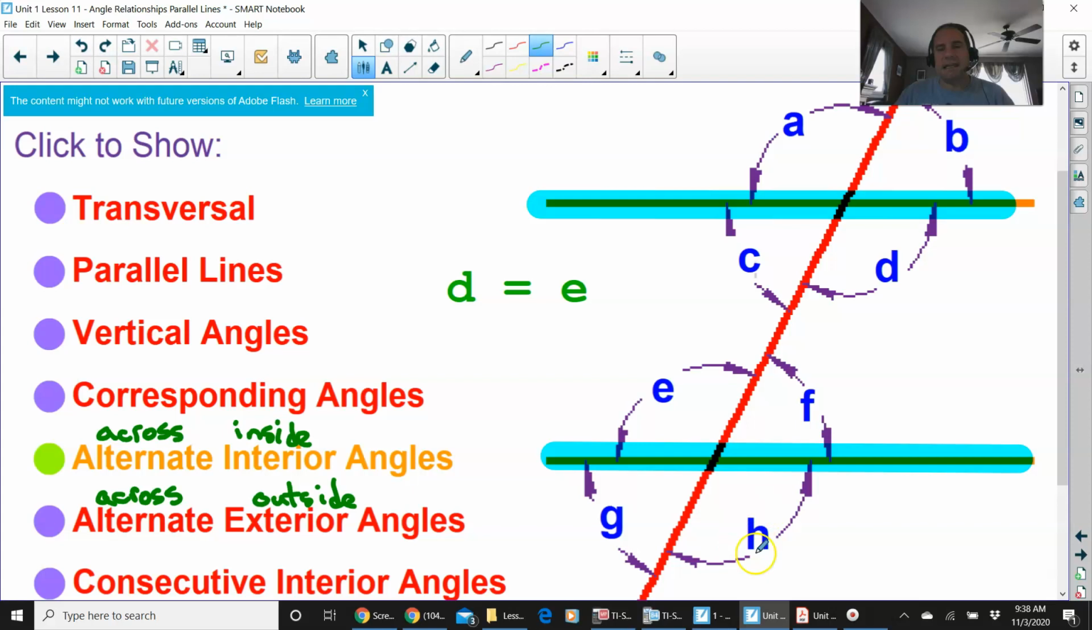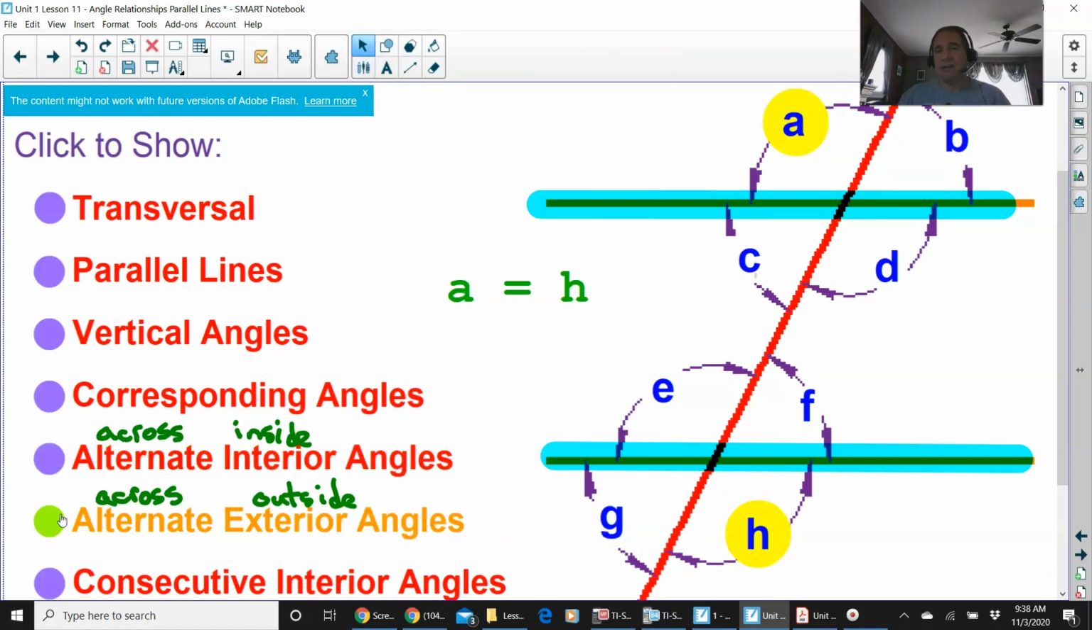So A and H are outside and across from each other. B and G are outside and across from each other. So I'm going to put that into motion. A and H and B and G. Realize when I'm asking you for alternate exterior, you have to give me two exterior angles that are across from each other. Interior angles are inside and across from each other. C and F and D and E. Alternate exterior angles, A and H, B and G. And that is that.